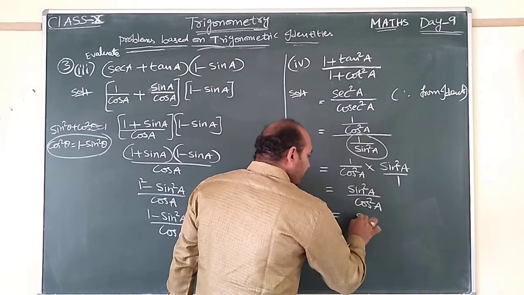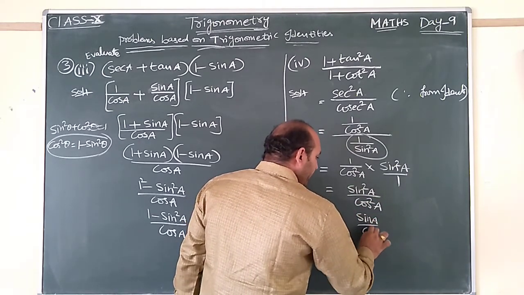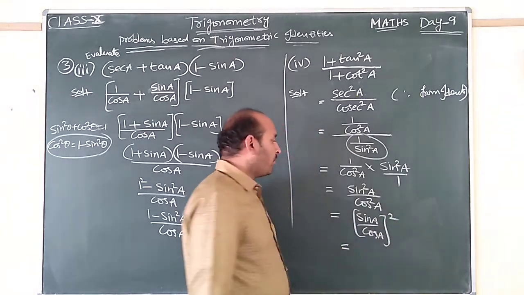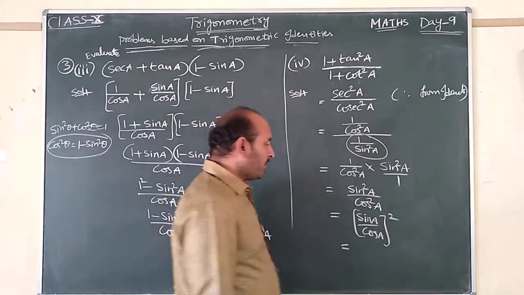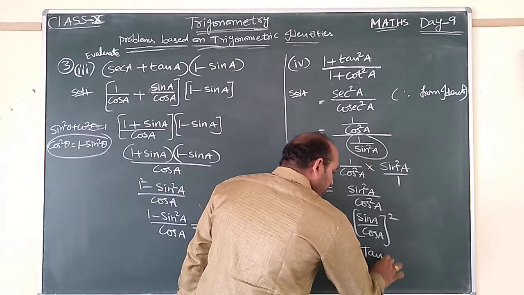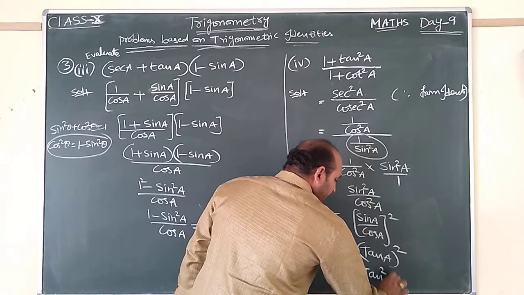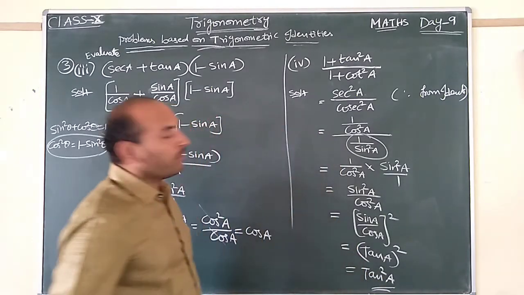So now (sin A divided by cos A) whole square. Which is equal to sin A by cos A, nothing but what? Tan A. (Tan A) whole square means tan square A. So this is the solution of the fourth bit.